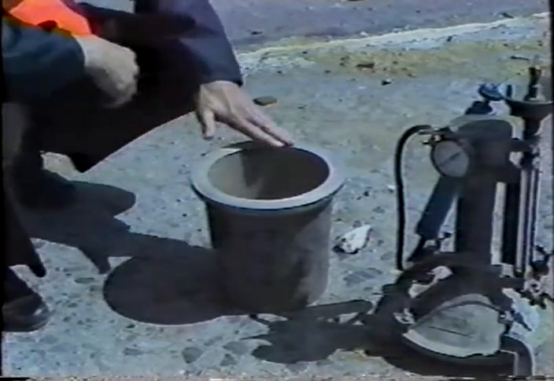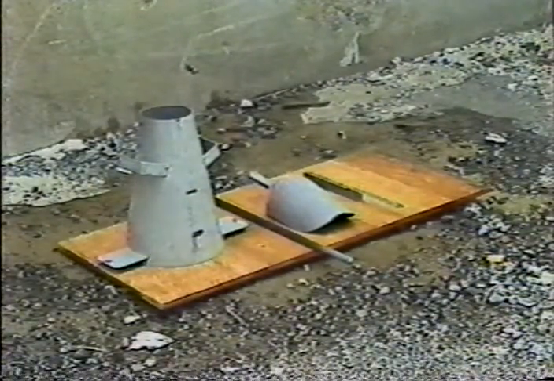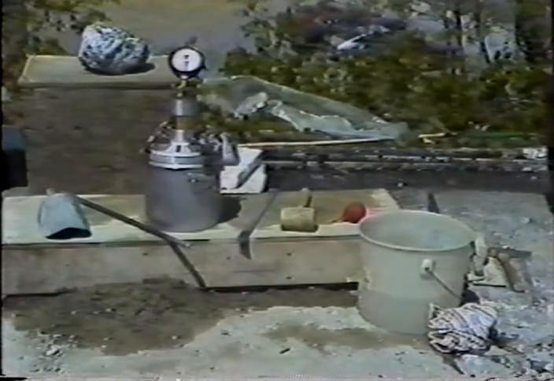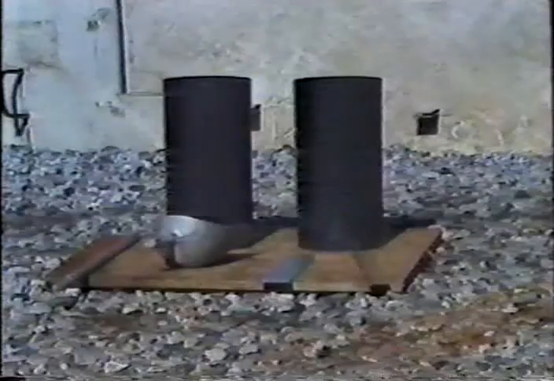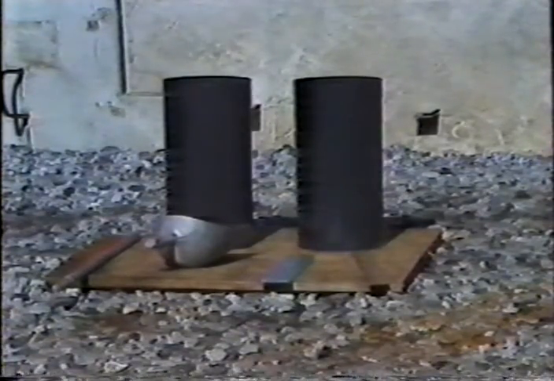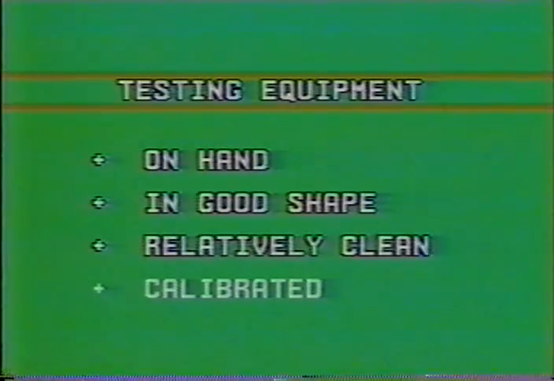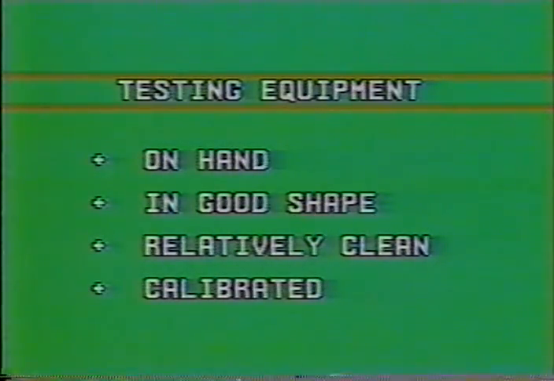And the testing equipment. You'll be running slump tests and air content tests. And you'll be casting cylinders. So make sure the equipment's on hand, in good shape, relatively clean. And for air content tests, make sure the meter has been calibrated recently.